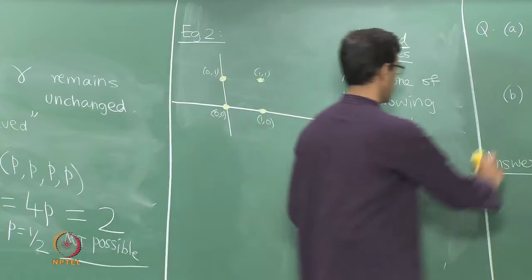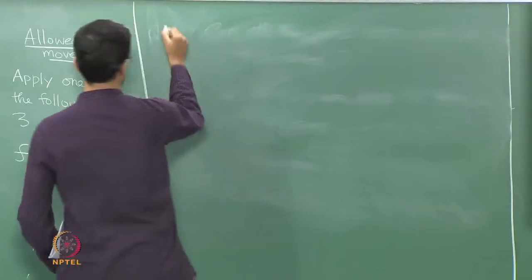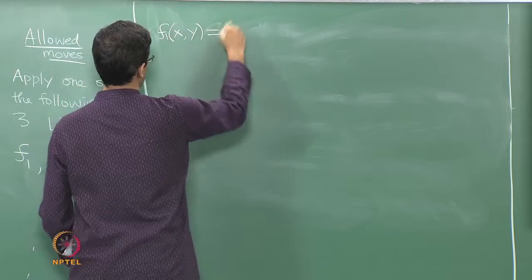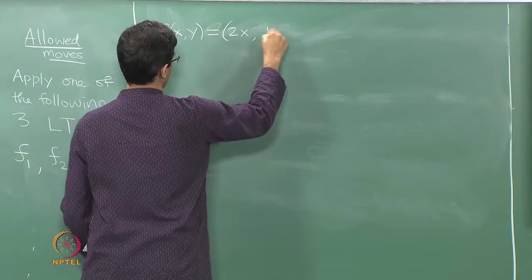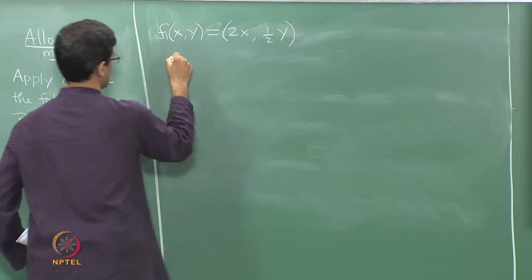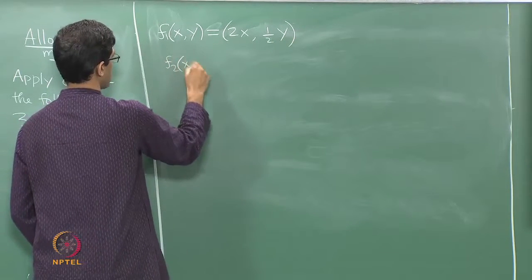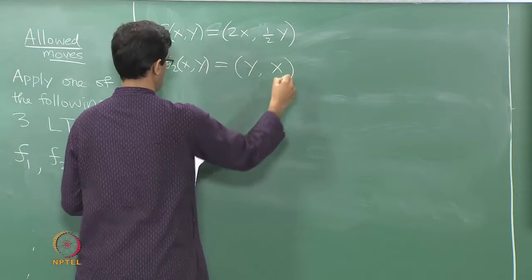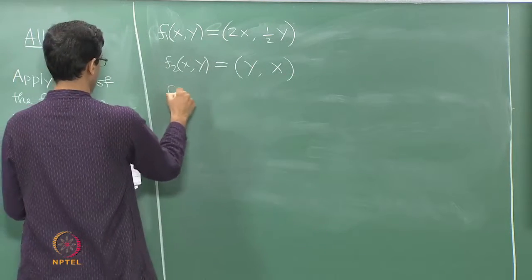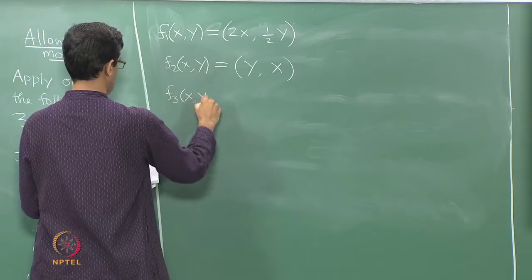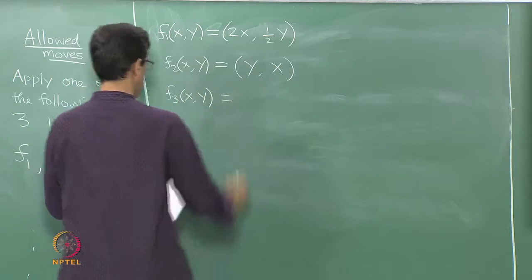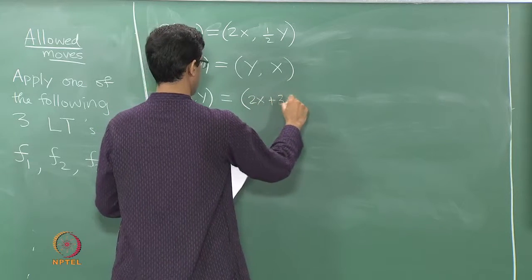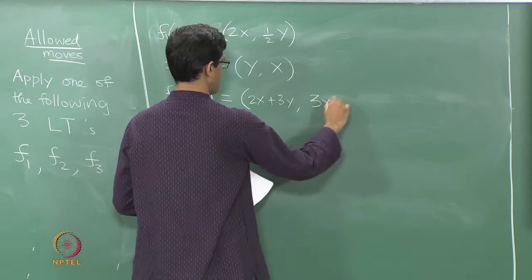So let us first write out what these linear transformations are. f1 is defined as follows: f1 of (x, y) is (2x, half y). That is one function. The second function, f2 of (x, y), is (y, x), and f3 of (x, y) is given by (2x plus 3y, 3x plus 4y).